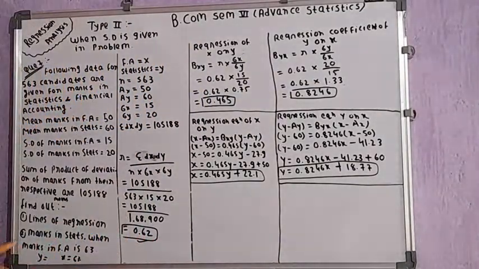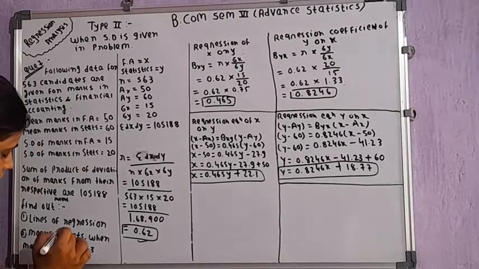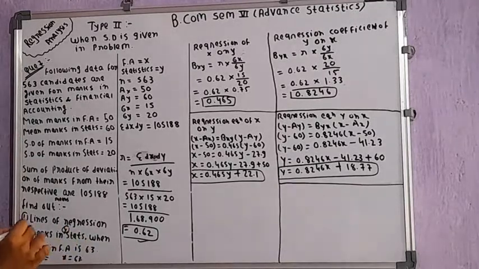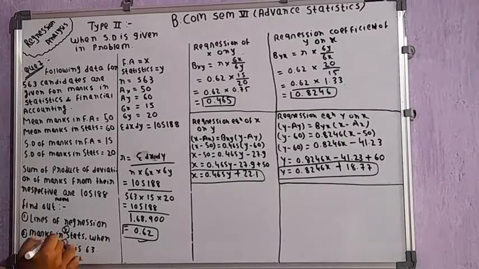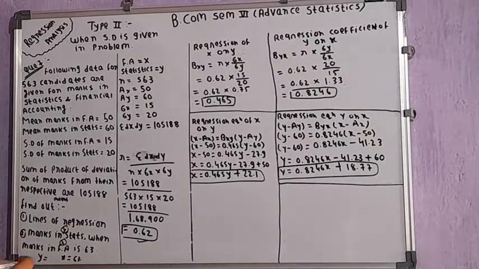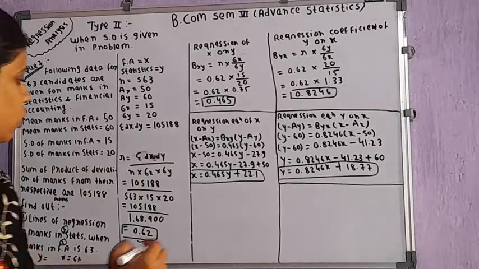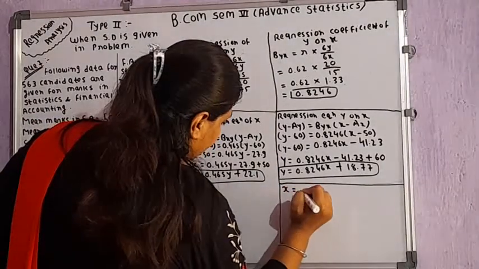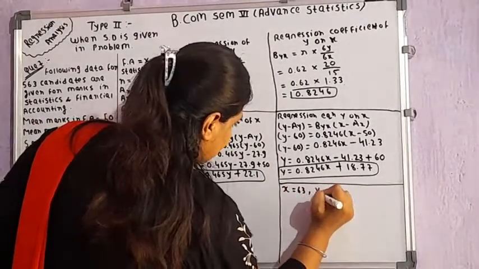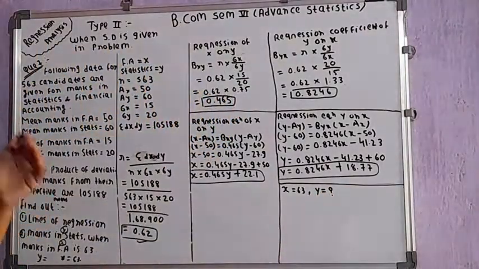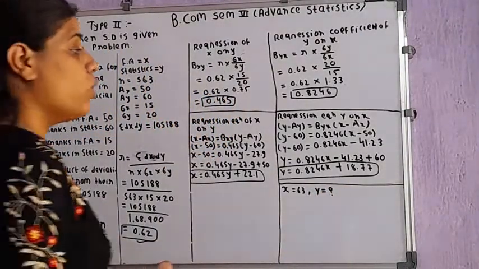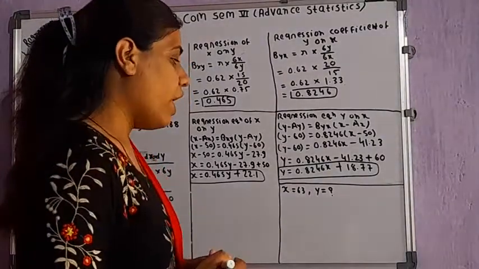Okay. So see the second thing that we have to find out in the problem. What we have to find out? Marks in statistics when the marks in financial accounting is 63. We have considered marks in statistics as y. We have considered marks in financial accounting as x. Here we have been given marks in financial accounting, means we have been given x. What is the value of x? 63. What we have to find? We have to find the marks in statistics. So that is why here we have to find y. That is why we are going to use this regression equation of y on x.